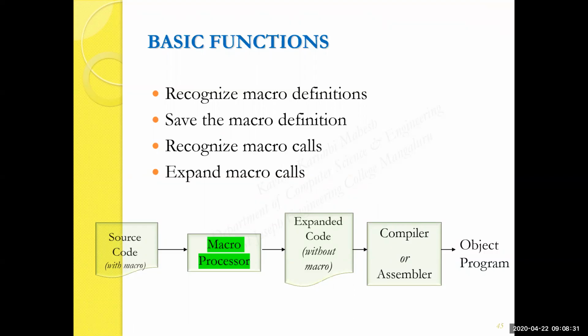The third function is recognizing the macro calls. Recognition of macro calls happens with the name appearing in the opcode field. And the last function is expanding. So whenever the macroprocessor recognizes that a macro call is encountered, it has to replace that macro call with the statements that form the body of the macro. Remember, a macro call is identified with the macro name and argument list. So the statements that form the body of the corresponding macro have to be expanded.